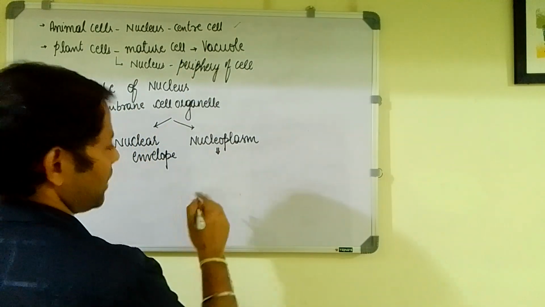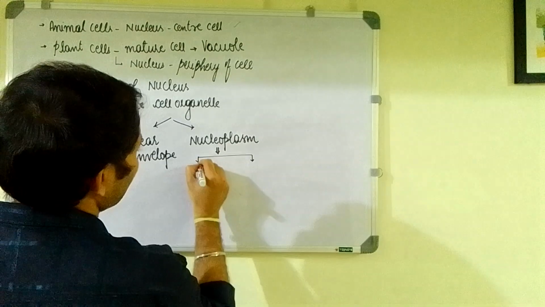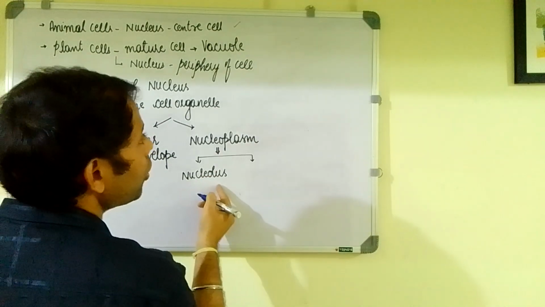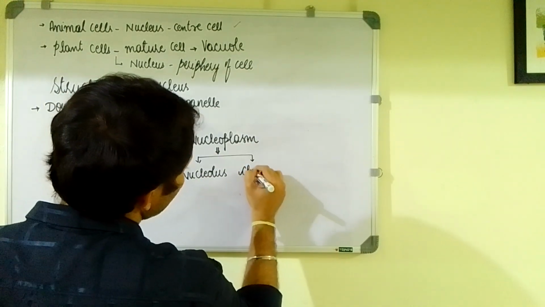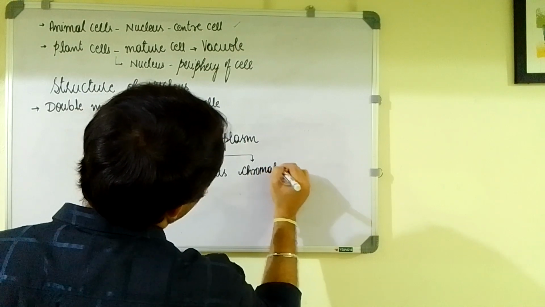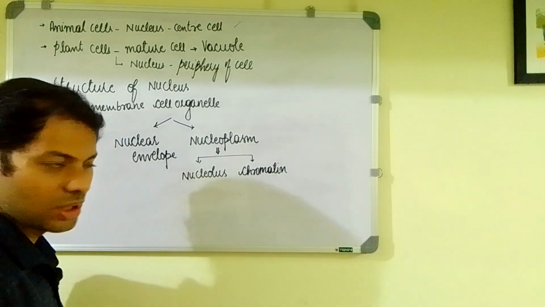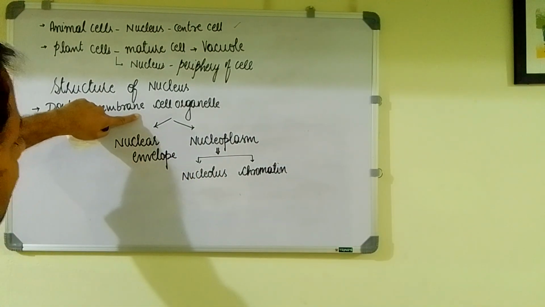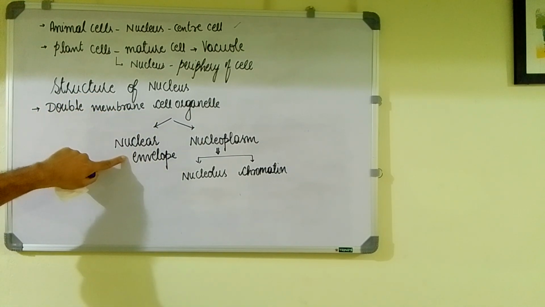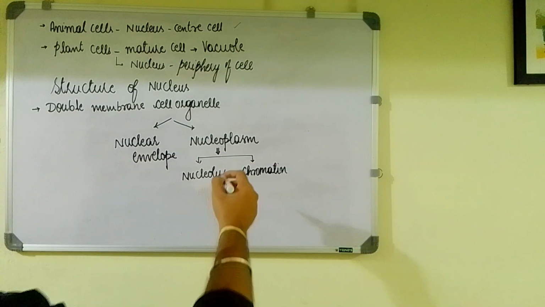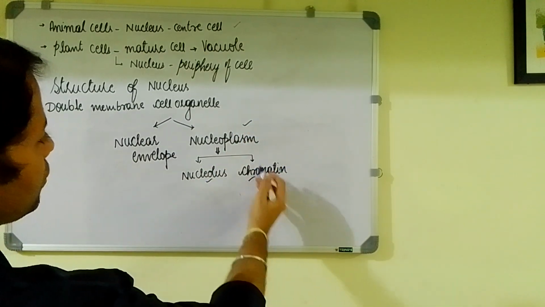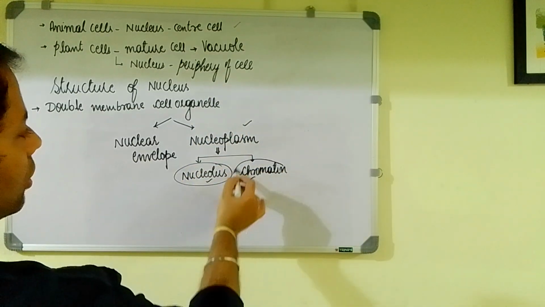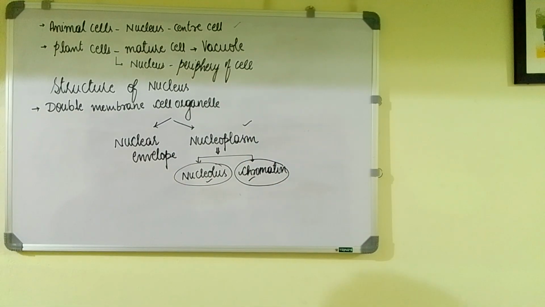Inside this nucleoplasm, you are going to have a spherical structure which we will discuss in detail, called the nucleolus. Along with this, within the nucleoplasm, you also have the genetic material present in the form of chromatin. So basically, it is a double membrane cell organelle with a nuclear envelope, a fluid matrix called nucleoplasm, and within the nucleoplasm, the nucleolus and genetic material in the form of chromatin.